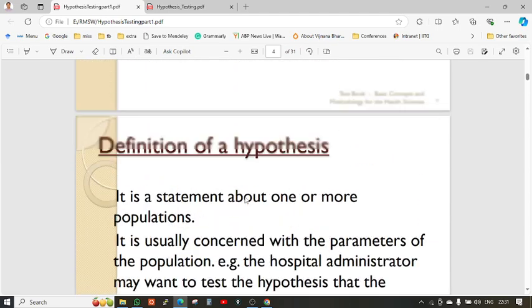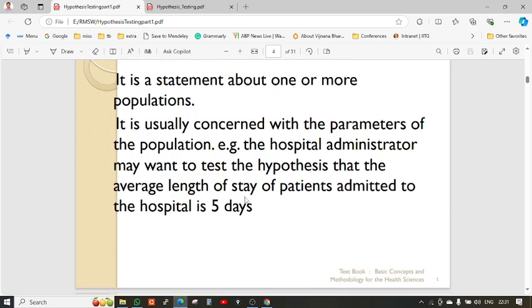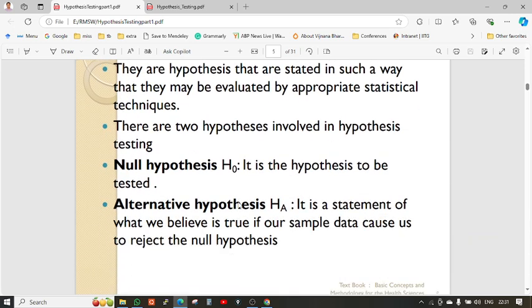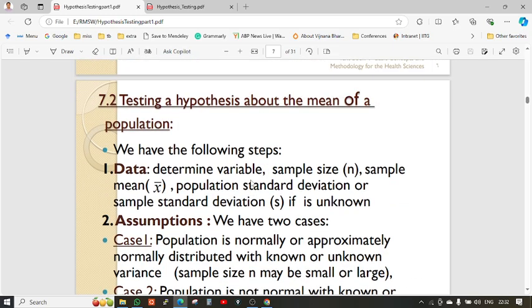Just to summarize again: a hypothesis is about the parameters we have to test for populations, and there are definitions of different statistical hypotheses, either null hypothesis or alternative hypothesis. There are two types of errors, type 1 and type 2, the different kinds of decision making, the characteristics of a good hypothesis, and the types of hypothesis. All of these are very crucial for this chapter, along with the steps for testing a hypothesis.